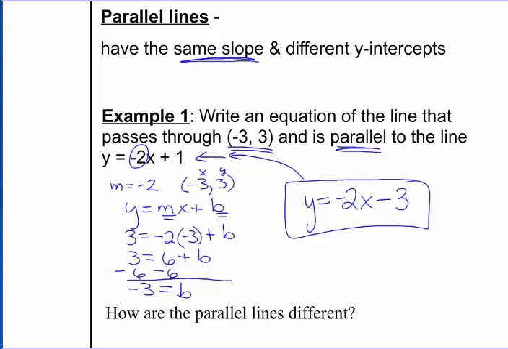So look at those two equations and identify how the parallel lines are different. Hopefully you recognize that they have the same slope, so that's how they're the same, but the y-intercepts are different. We have a +1 here. That was the original equation. The parallel line has a y-intercept of -3. The y-intercepts must be different. So you have the same slope, different y-intercepts. This line is parallel.